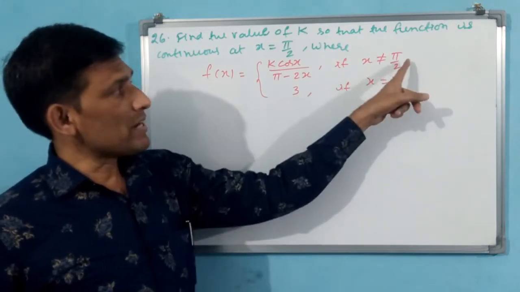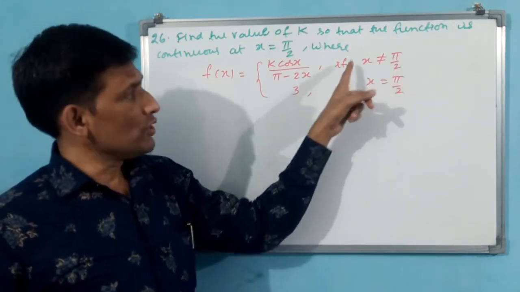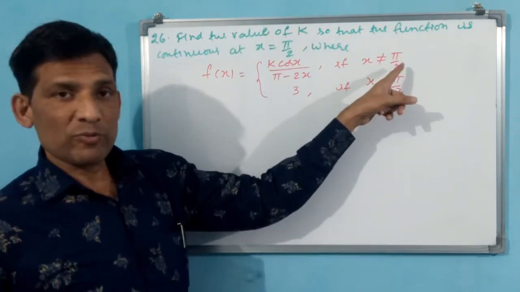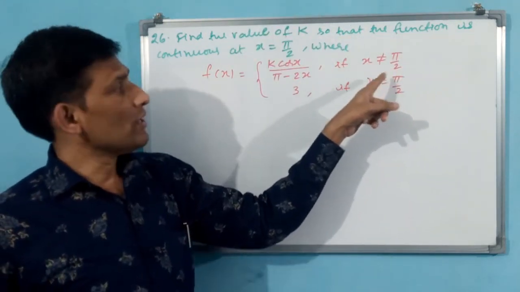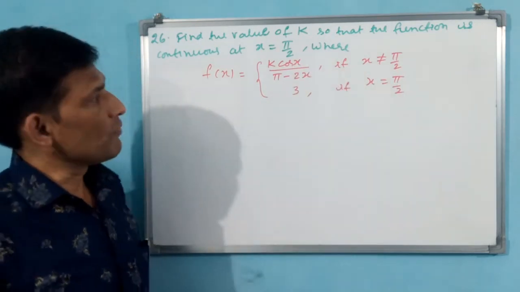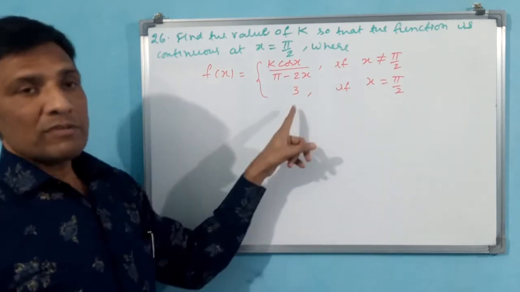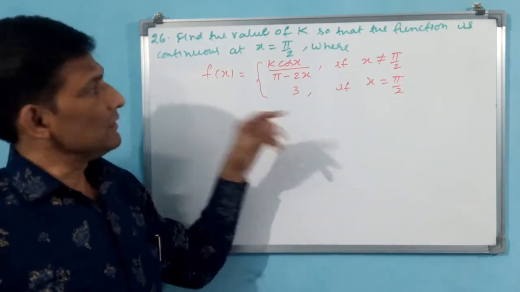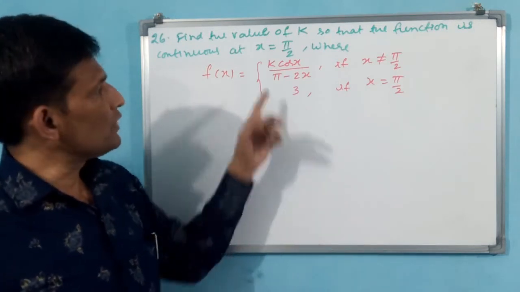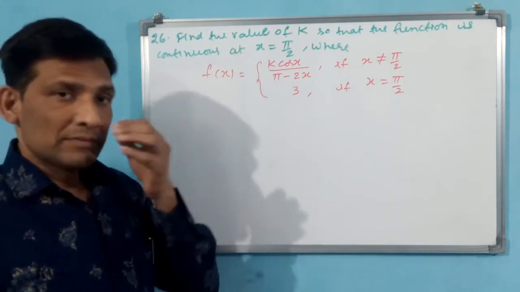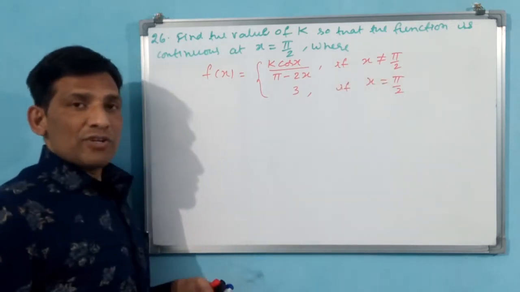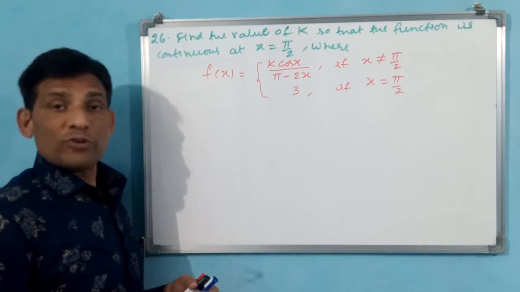When it is continuous, automatically less than pi by 2, equal to pi by 2, greater than pi by 2. Why? Because x not equal to pi by 2 means less than pi by 2 and greater than pi by 2. Left-hand limit, right-hand limit, both are this only. Okay? That you keep in your mind. At pi by 2, the value is 3. Constant function. Okay? Then you equate, then automatically one equation will come. Then you can find the k value. Okay? See, while finding the k value, unless this function is continuous, you cannot find the k value. That you keep in your mind.